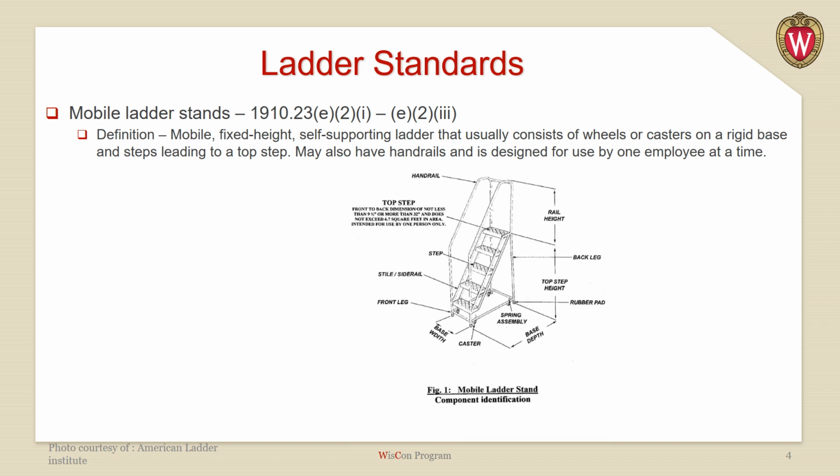This picture here is courtesy of the American Ladder Institute, and this is a good example of a mobile ladder stand. As you can see, it has a fixed height. It has stairs leading up to a top step, and this is where you will find the differences between a mobile ladder stand and a mobile ladder stand platform. It's the top step versus a top platform. Like I said, typically mobile ladder stands are used by one employee at a time only.